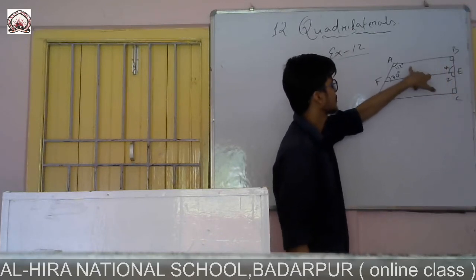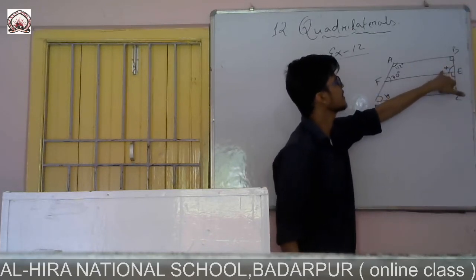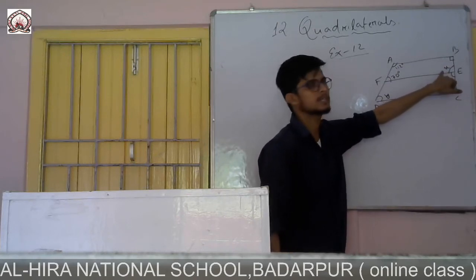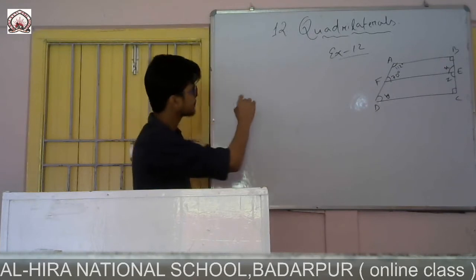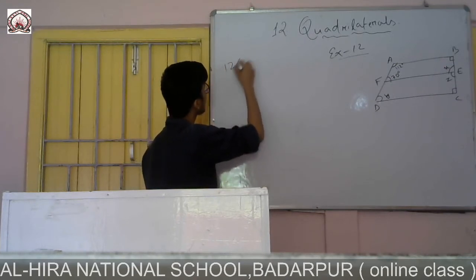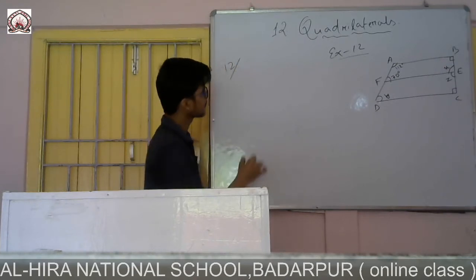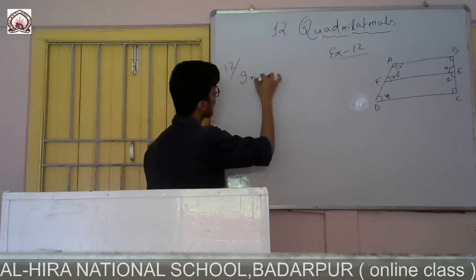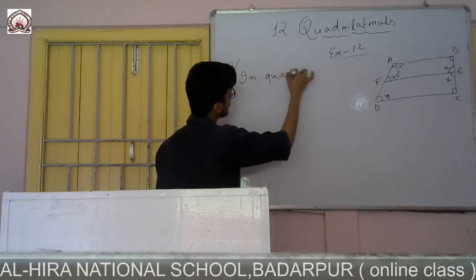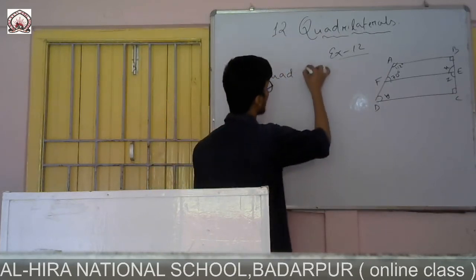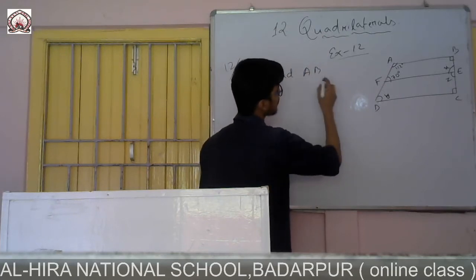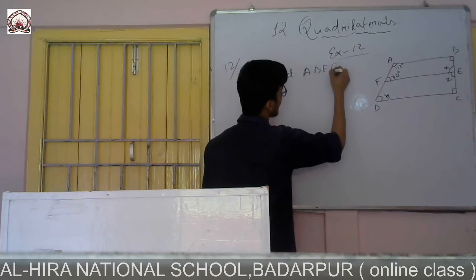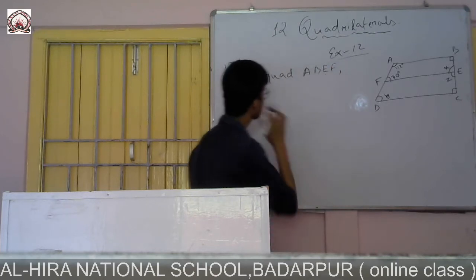Okay, so these three angles are given. We can easily find the fourth one and we will get the value of x. So you write, in quadrilateral A, B, E, F.